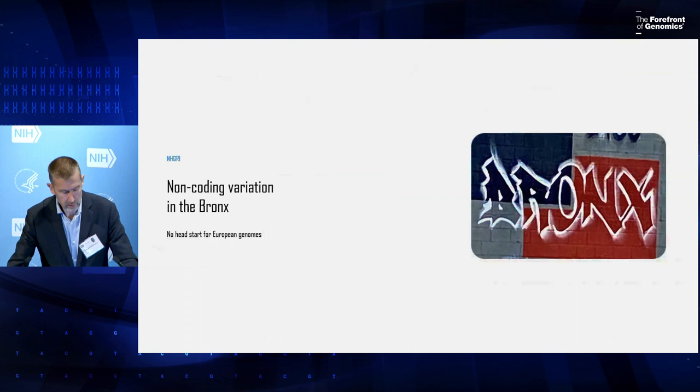To finish, I want to emphasize that I want this kind of research to be happening in the Bronx so that there's no head start for European genomes. In other words, we don't make the mistake that we made in the GWAS era and even the rare disease era, where everything gets worked out in Europeans and then we play catch up with every other group. I don't have that option in the Bronx because I only have 9% Northern European, non-Hispanic white individuals.